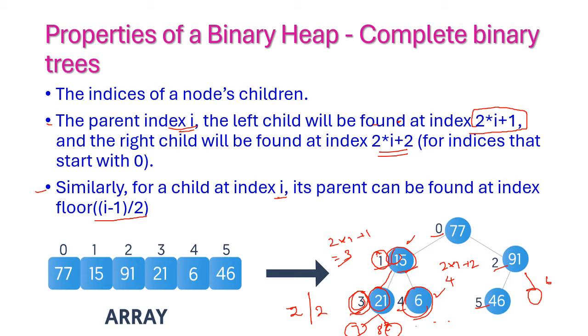For example, let us take this one, 4. Okay, so 4 minus 1 which is equal to 3. 3 by 2 which is equal to 1.5. So floor of 1.5 equal to 1. So the parent of this fourth index node is 1. Okay, likewise we can identify the index of parent and child.